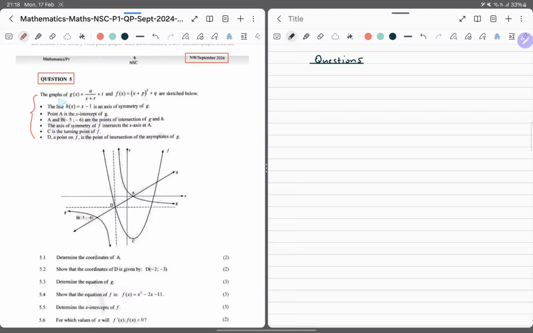Now, we're given the graph of g. Once we see g, this is our standard hyperbola, okay? Right, so we see that this is a over x plus r, plus t. So this is a hypothetical equation, and we cannot read much from that equation other than to see it's a hyperbola.